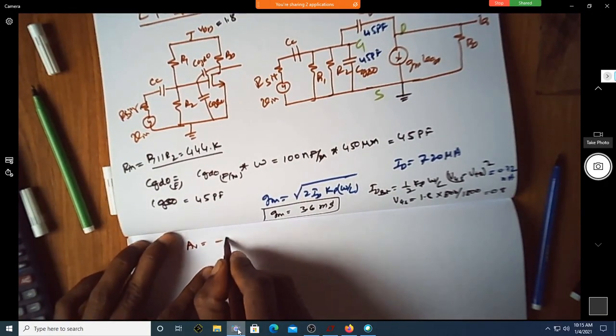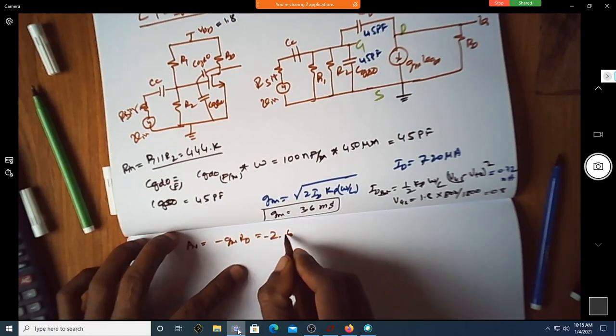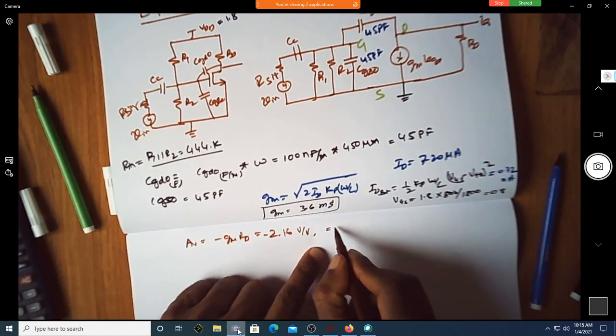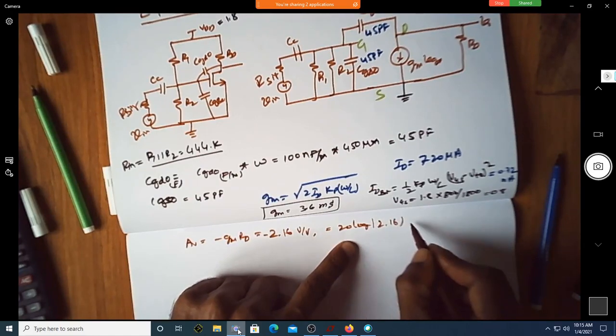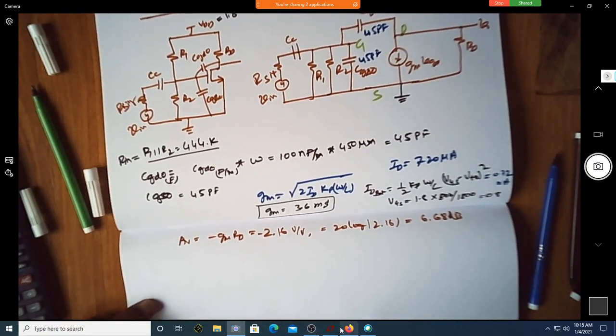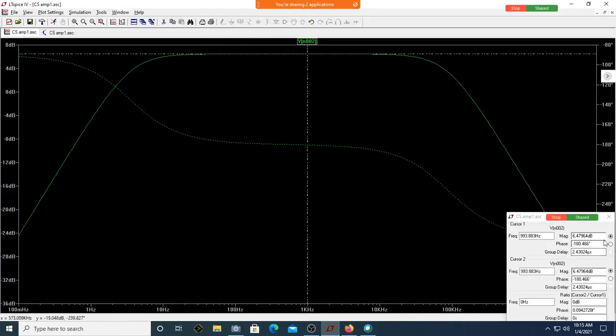AV is equal to minus GM into RD, 2.16 volt per volt. In terms of dBs, 20 log of magnitude 2.16 is 6.68 dBs. Let us just verify that. Can you see it is almost there? 6.4947.